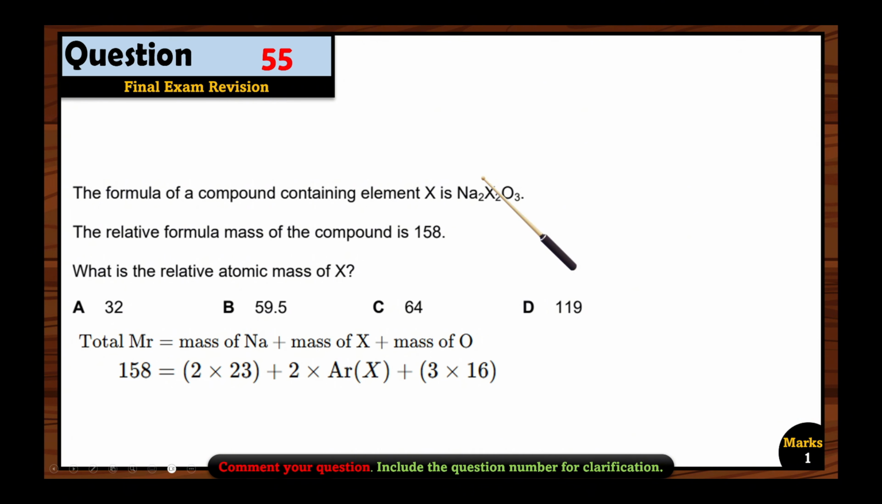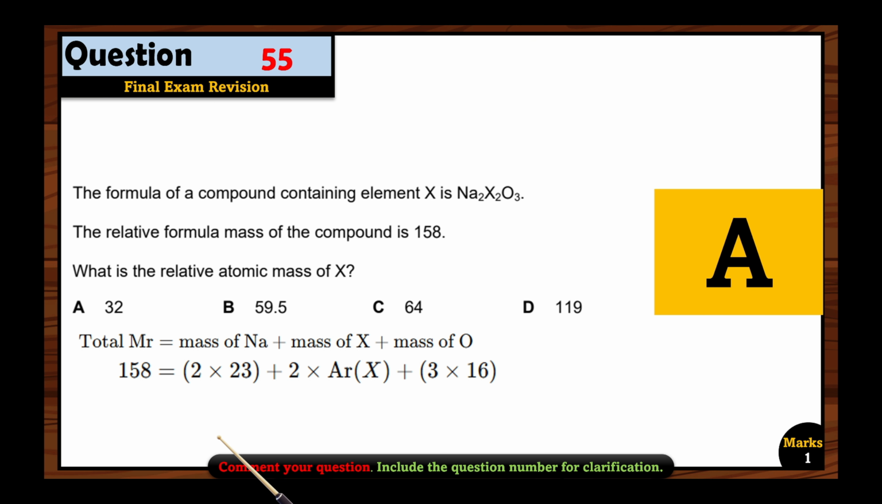So 158 is equal to the mass of Na, mass of X, and mass of oxygen. What is the mass of Na? It's of course 23 multiplied by 2, because we have 2 atoms of Na. And we have 2 atoms of X. Then you have to find the relative atomic mass of oxygen. We already know it is 16 from the periodic table, and you multiply it by 3. When you calculate and rearrange, you will get answer A, that is 32. So 32 is the right answer. It means the value of X is actually 32.